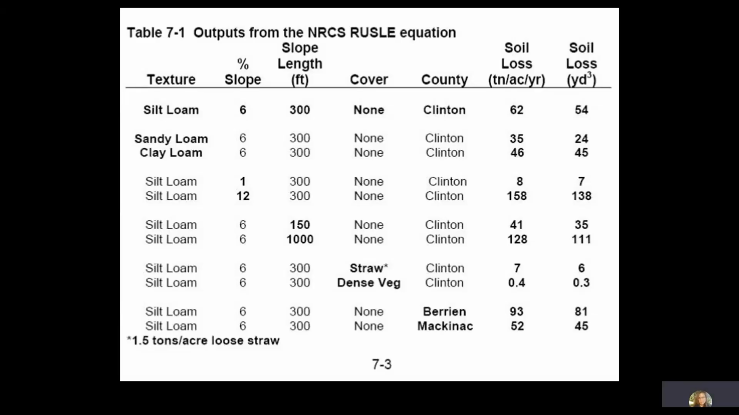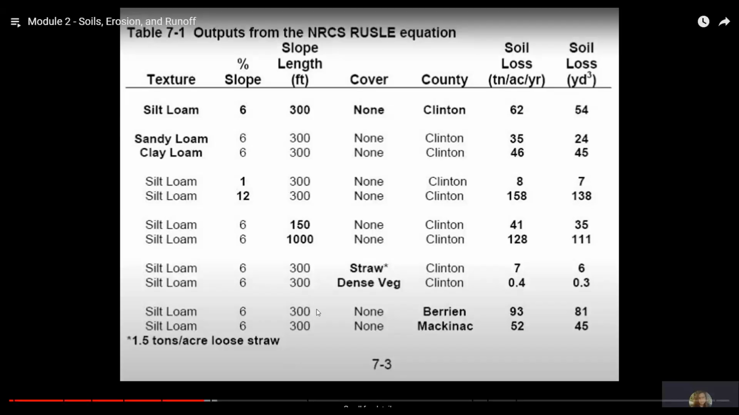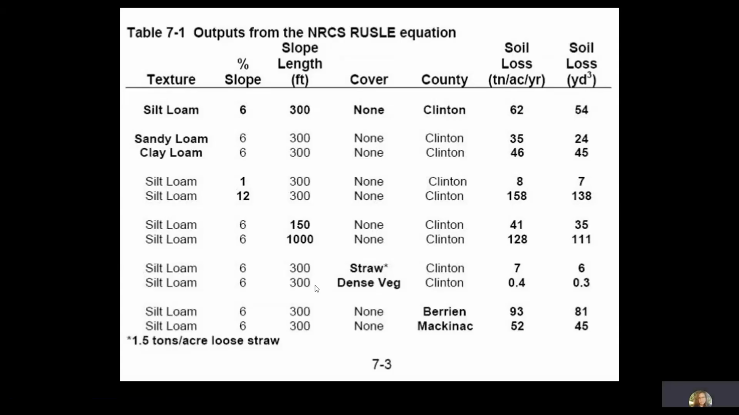Now, if we look further down the table, we will see a change in the slope percentage. Notice how the change in slope greatly changes the amount of soil loss. Let's look down a little further to see the change in the slope length, which also greatly affects the amount of soil loss as well. A change in the land cover appears to have the greatest impact on soil loss. The placement of a soil erosion control measure, such as straw or mulch, or keeping heavy, dense vegetation in place, minimizes the loss of soil considerably.